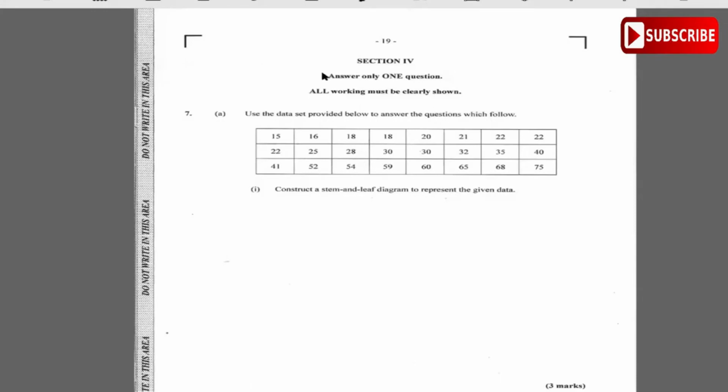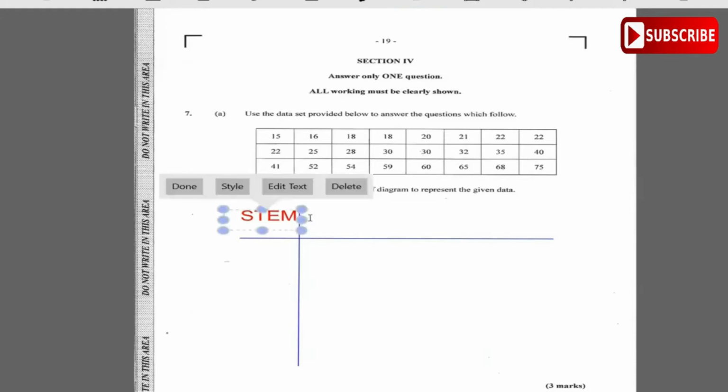Construct a stem and leaf. To construct a stem and leaf, you're going to create two columns over here. This column is the stem, and this column is the leaf. You can write that for them. This is your stem, and over here is your leaf. A stem and leaf.